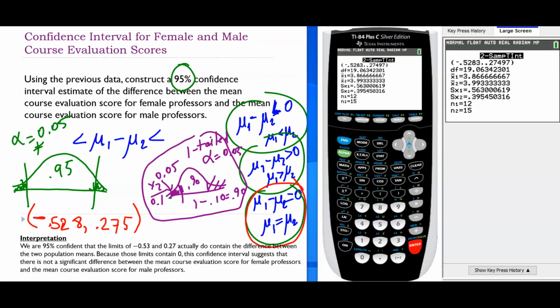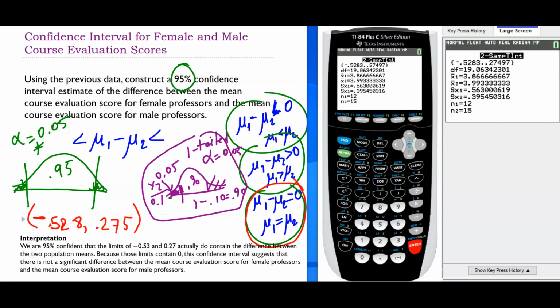To interpret this confidence interval, we say we are 95% confident, because remember, we had a 95% confidence interval. Then the limits of negative 0.53 rounded to 2 decimals and 0.27 rounded to 2 decimals actually do contain the difference between the two population means. And because those limits contain 0, this interval suggests that there is not a significant difference between the mean course evaluation scores for female professors and the mean course evaluation scores for male professors.